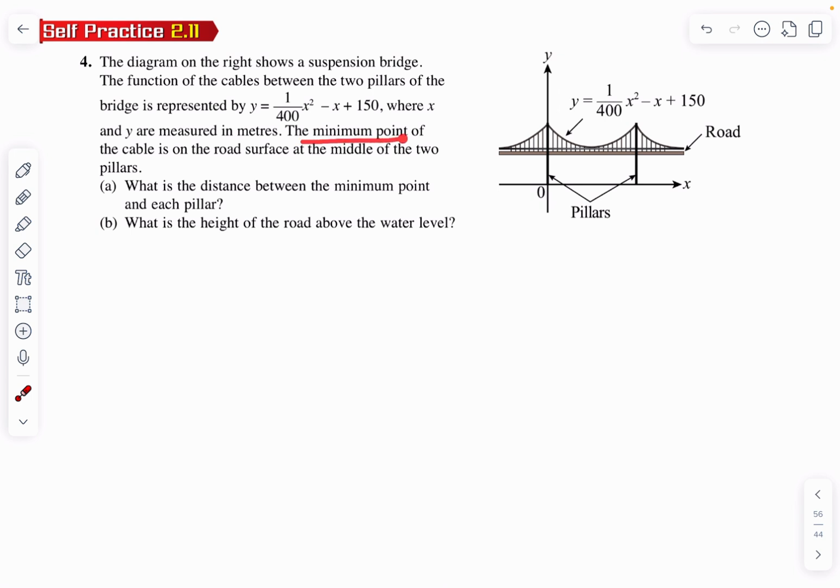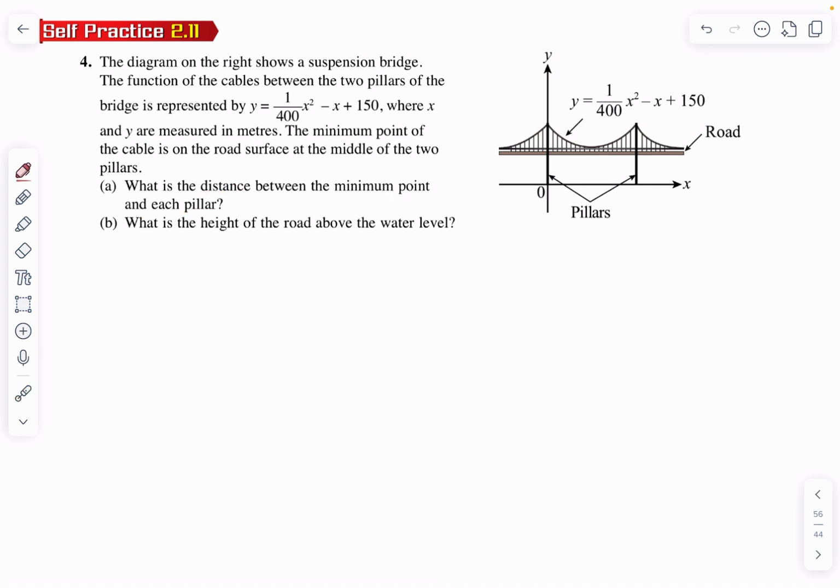The minimum point of the cable is on the road surface. So this is the minimum point. It is touching the road surface at the middle of two pillars. So the minimum point is right in the middle of two pillars. Right. What is the distance between minimum point and each pillar?